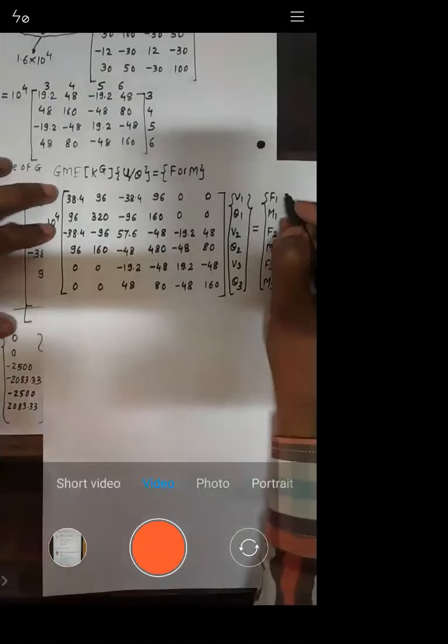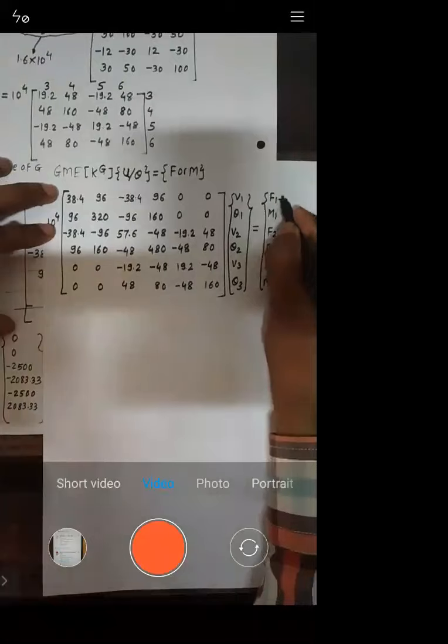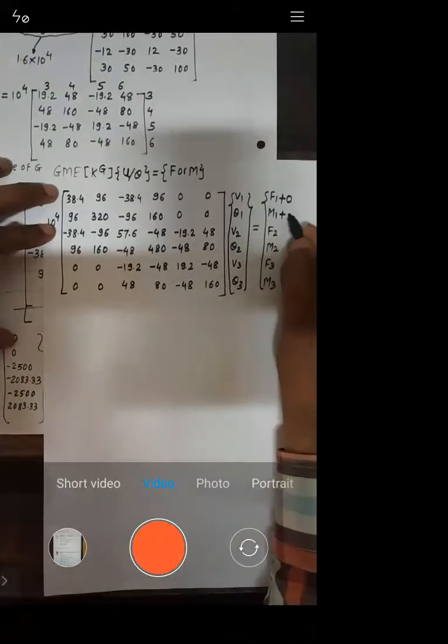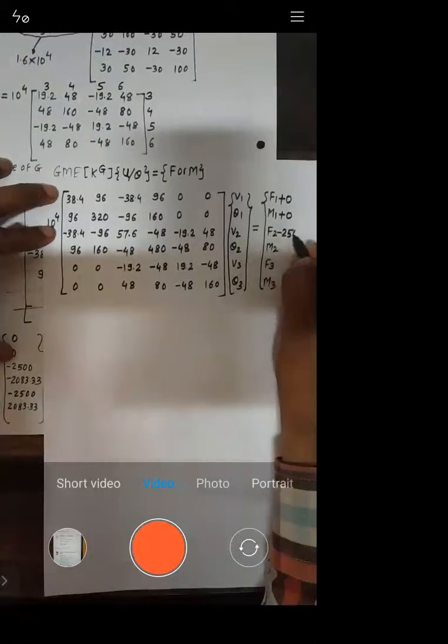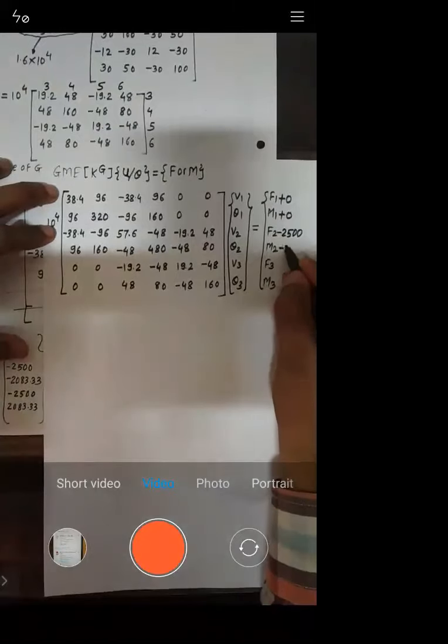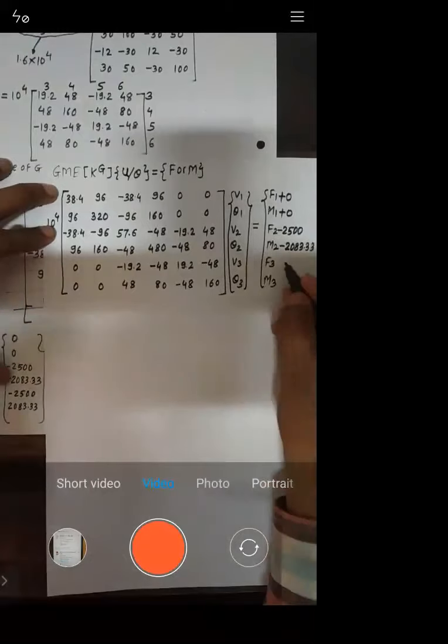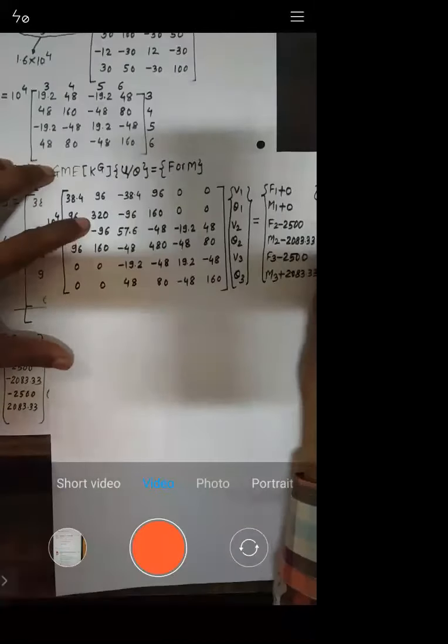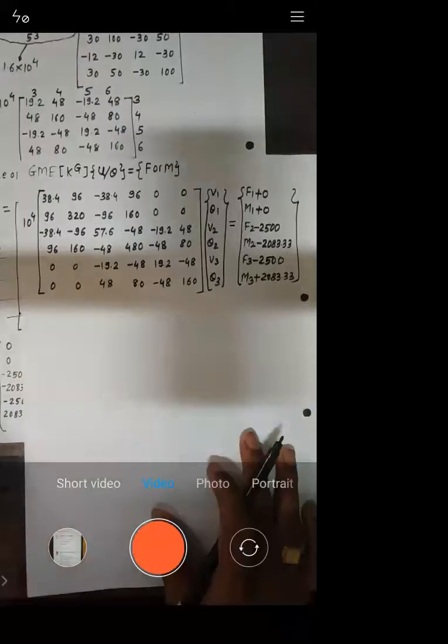So I need to write down F1. See here, first element is 0. So this is 0. This is again 0. This is minus 2500. This is minus 2083.33. This is minus 2500, and this is plus 2083.33. Is it okay? I just superimposed this here. Nothing else I have done.